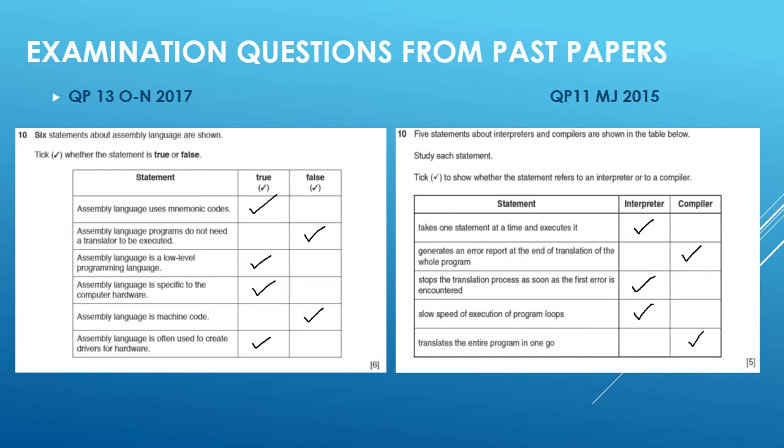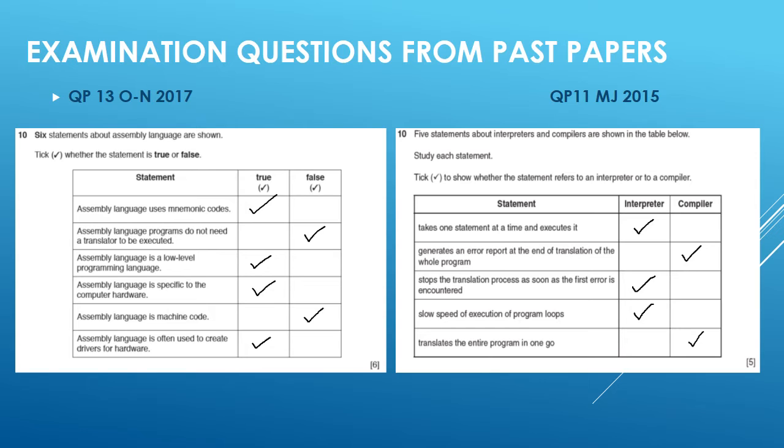Let's take another example. This is a question I have taken from the variant of October, November 13, and the year is 2017. This is a 6-mark question. 6 statements are given, and these are the statements about the assembly language. Again, we need to mark the tick whether the statement is true or false.